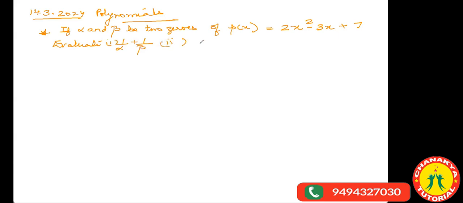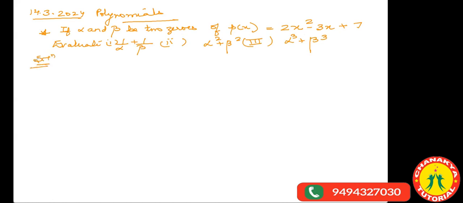If alpha and beta be two zeros of the quadratic polynomial 2x square minus 3x plus 7, then evaluate 1 upon alpha plus 1 upon beta. This is your first part. In second part, you have to find the value of alpha square plus beta square. And then in third part, find the value of alpha cube plus beta cube.